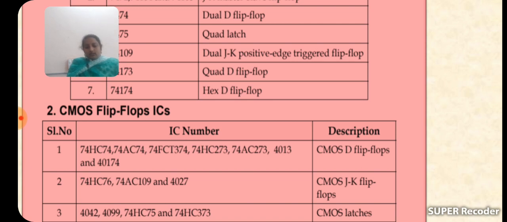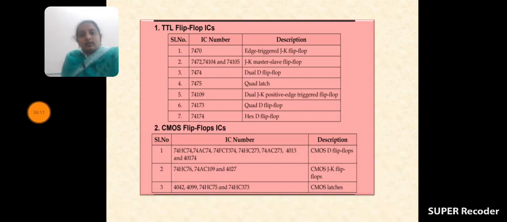And next, 74HC7X, 74AC109 and 4027 produce CMOS JK flip-flops. And 4042, 4099, 74HC75 and 74HC373 produce CMOS latches. These are the different ICs that produce the flip-flops.